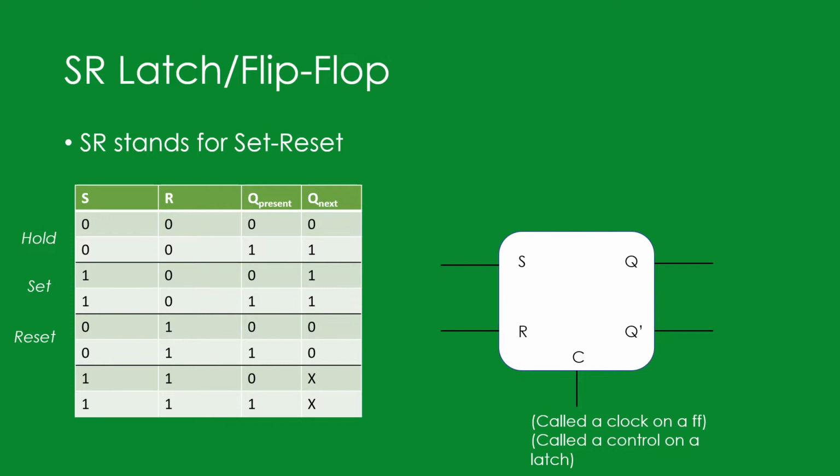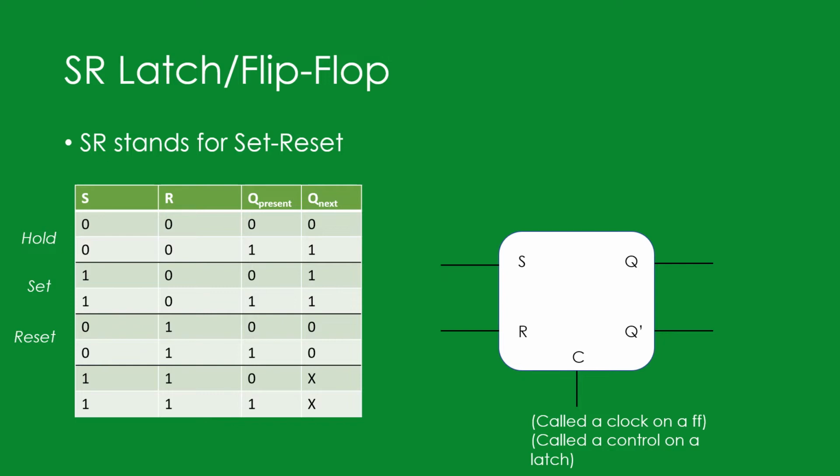When S and R are both low, the output, which we will refer to as the state of the device, is the same from whatever state was before. If S is high and R is low, the output becomes high. If R is high and S is low, then the output is reset back to low.